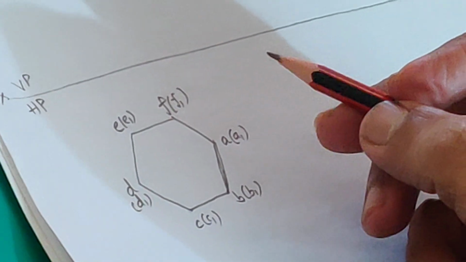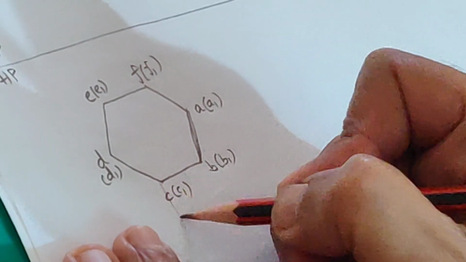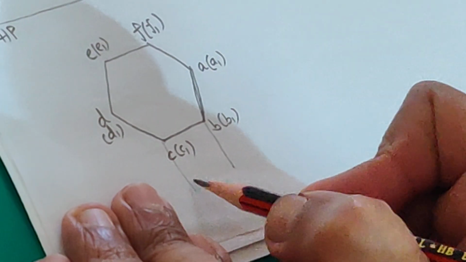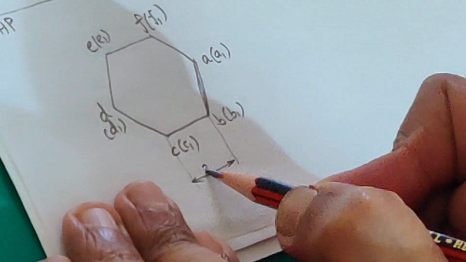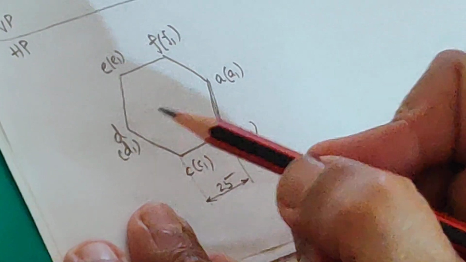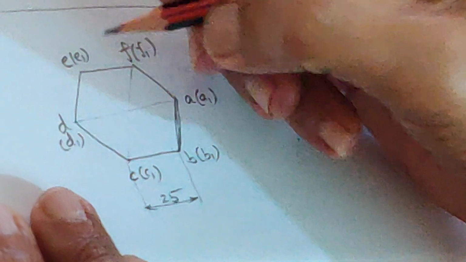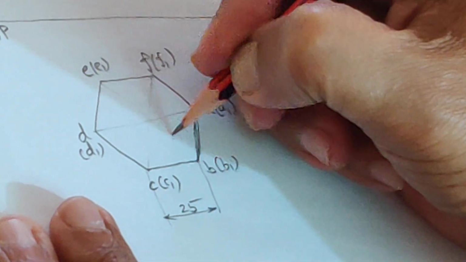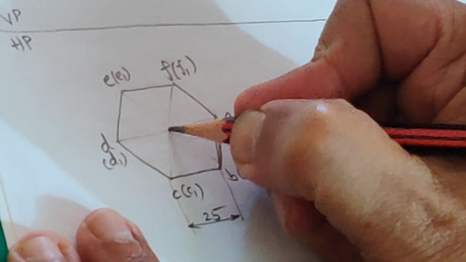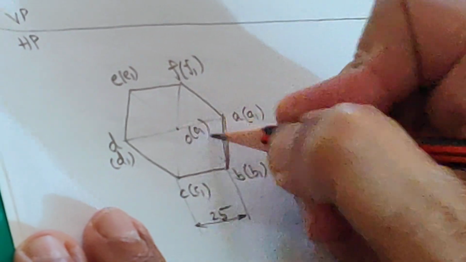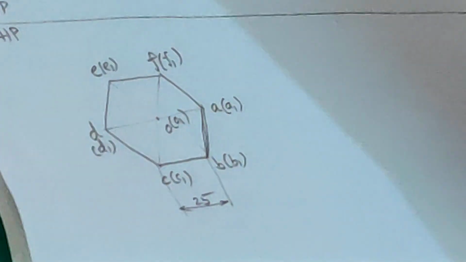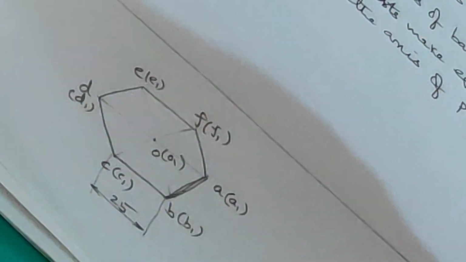Okay. Done. Now let me mark the dimension for this edge. The edge length is 25. Let me obtain the center to mark the axis in the top view. These lines are light lines. I got the center here. I will mark it as o1. This is the axis, which appears to be a point in the top view.